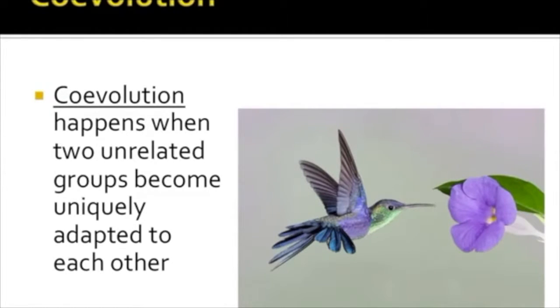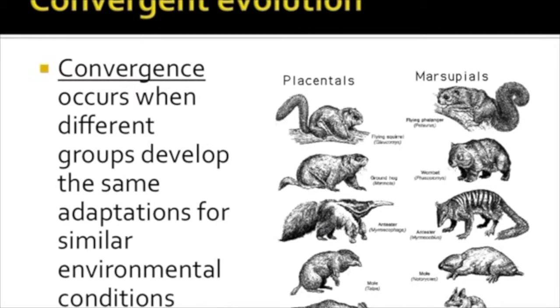Coevolution happens when two unrelated groups become uniquely adapted to each other. For example, marsupial and placental mammals diverged from one common ancestor more than 100 million years ago and have evolved independently ever since. The widespread evolutionary phenomenon is known as convergence. The bottleneck is the sharp reduction in the size of a population due to environmental events, and genetic drift is the random changes in the frequency of alleles in a gene pool.